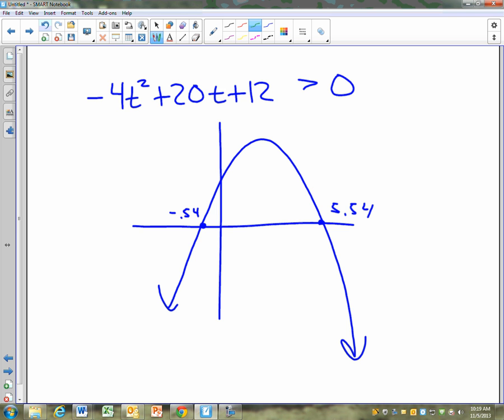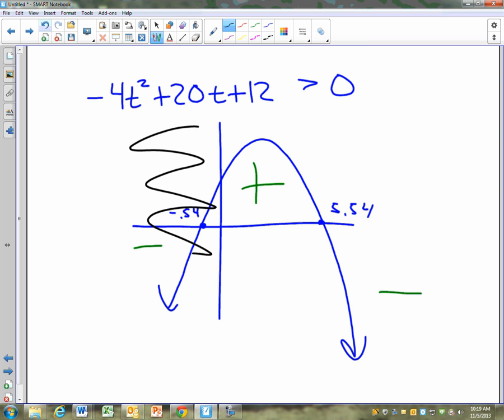Is the derivative positive or negative right here? It is negative. This is the derivative. You're looking at the slope. It is negative here. It is positive here. It is negative here. So therefore, the derivative is positive between, and can we include stuff on the left side of the x-axis? We can't include the negative numbers, can we? We have to exclude this portion, because time is positive. So tell me, over what interval is this thing moving in the positive direction? From 0 to 5.54. That's when it's moving in the positive direction.